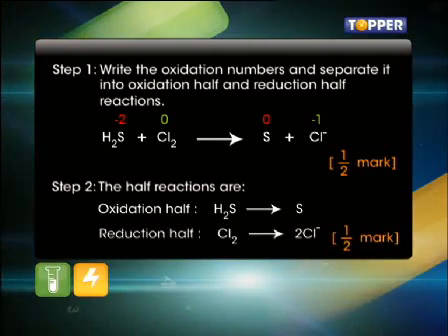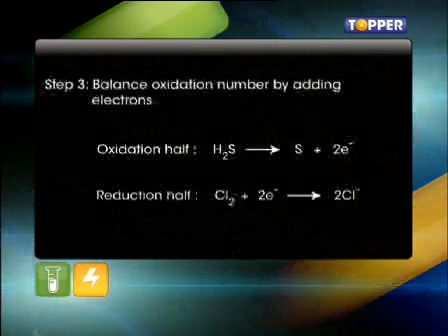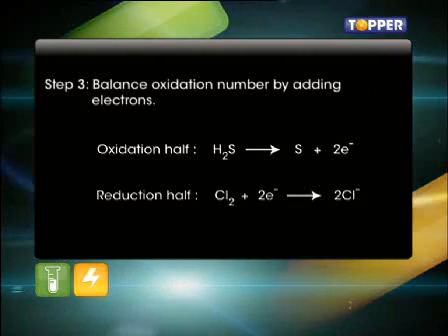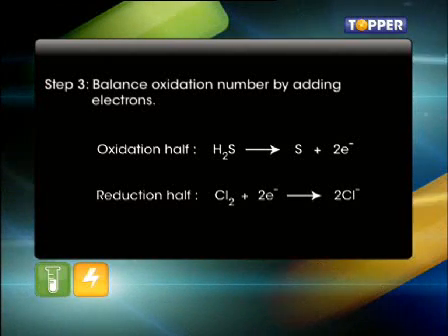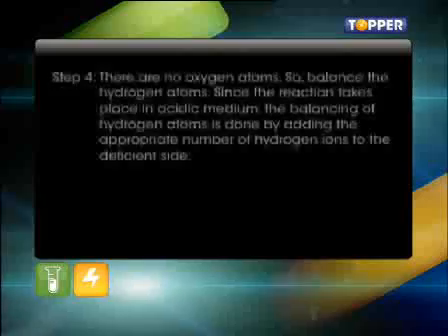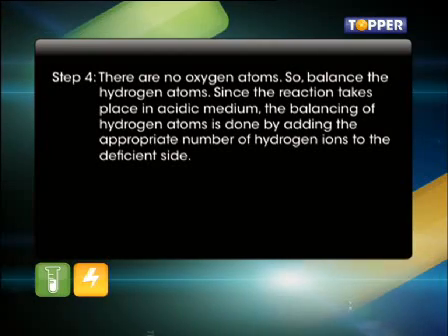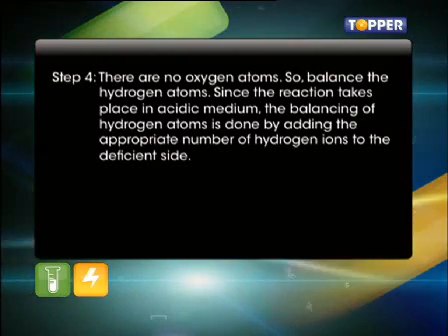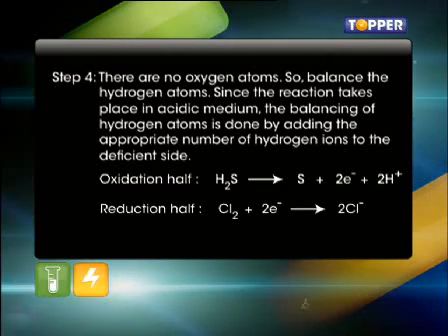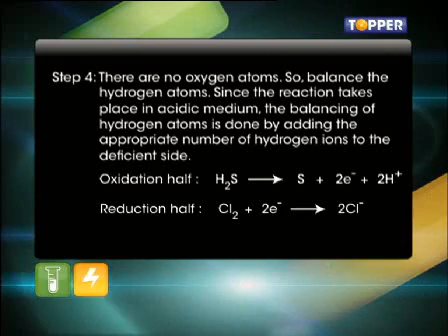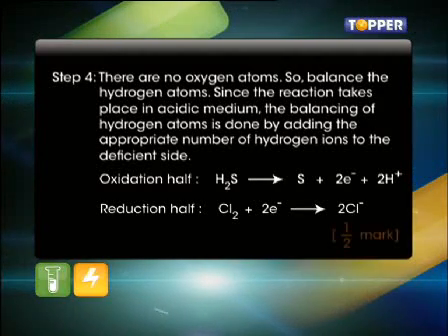Each half reaction is balanced separately. So, the next step is to balance the oxidation number by adding the number of electrons. This will fetch you another half mark. There are no oxygen atoms, so balance the hydrogen atoms. Since the reaction takes place in acidic medium, the balancing of hydrogen atoms is done by adding the appropriate number of hydrogen ions to the deficient side. Balancing of hydrogen atoms correctly will fetch you another half mark.